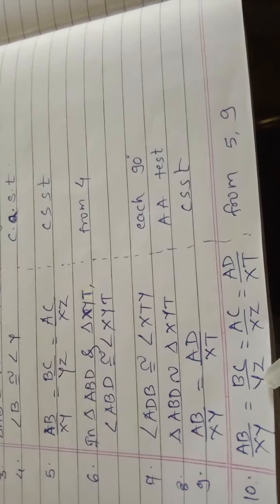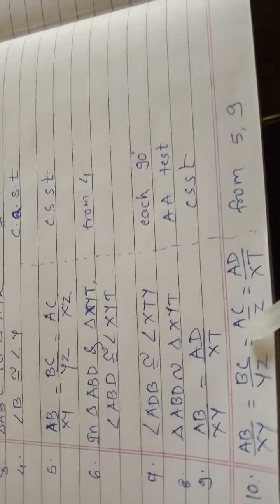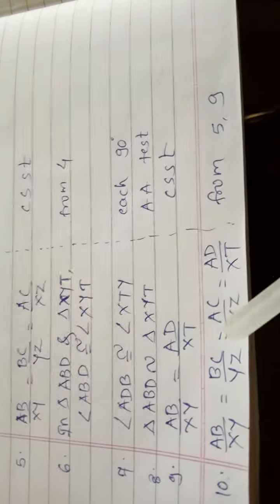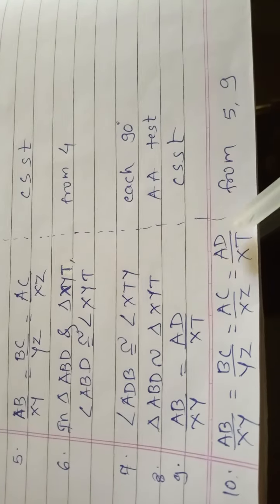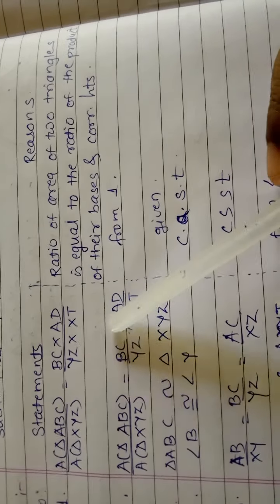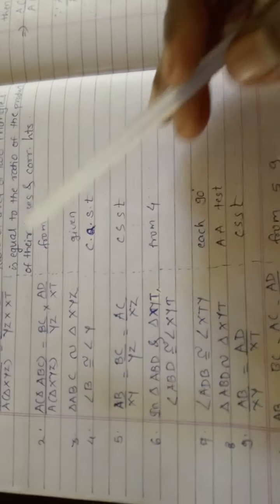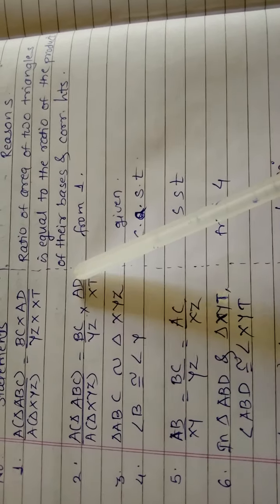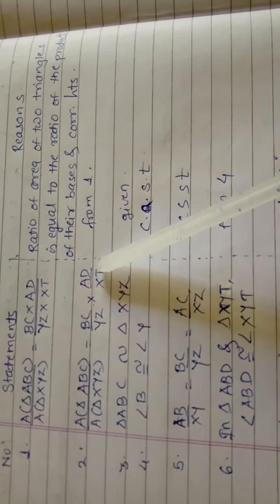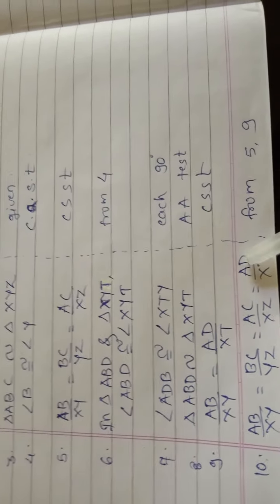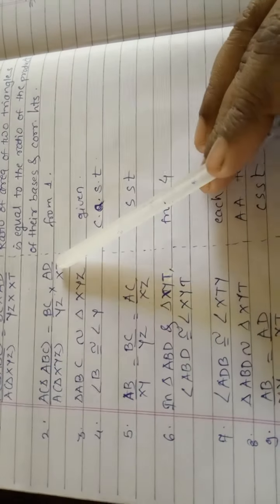Now see, what is the meaning of this one? All these ratios are same, means here BC upon YZ is nothing but AD upon XT, and in the first statement we write it, that is BC upon YZ into AD upon XT. But here we clearly prove that BC upon YZ means AD upon XT. Means we do not need to write this double. Instead, by removing AD upon XT, we can also write BC upon YZ, because BC upon YZ is equal to AD upon XT here.